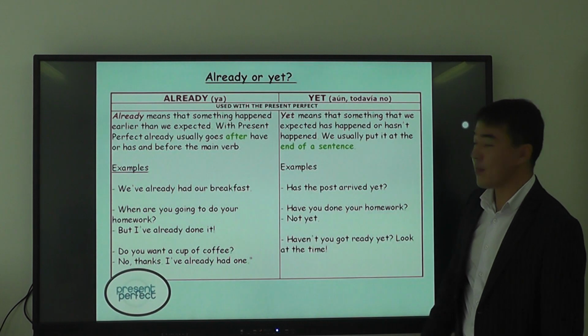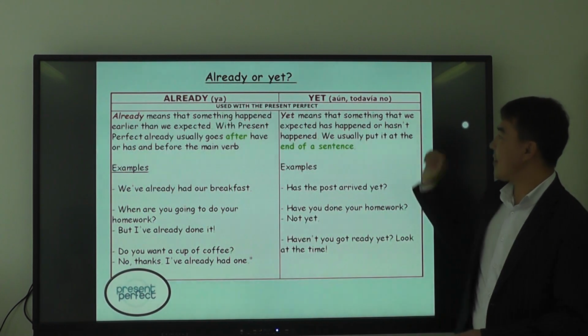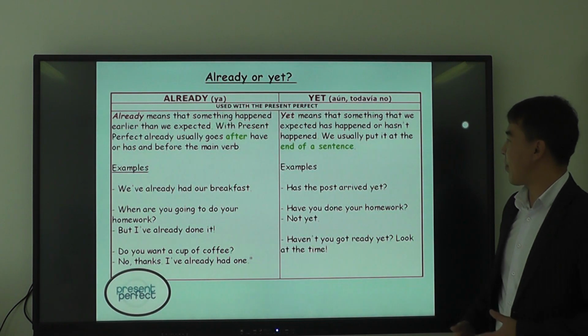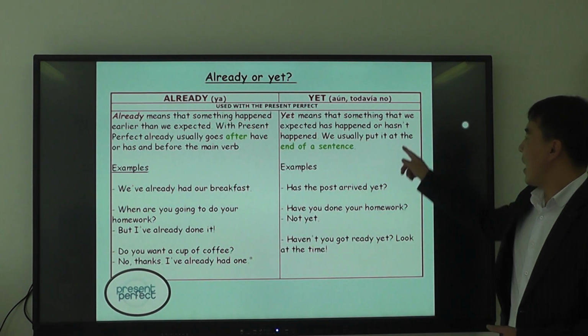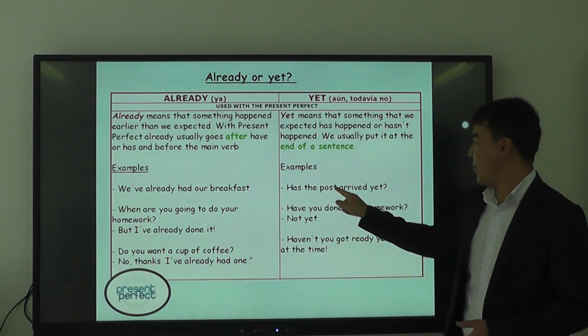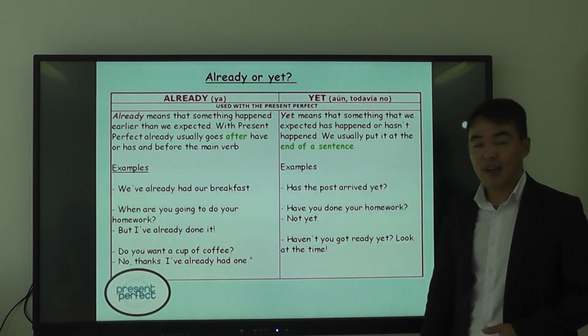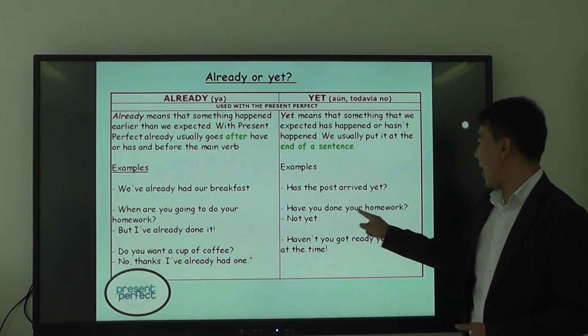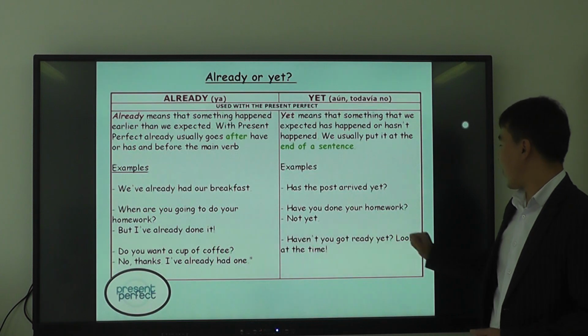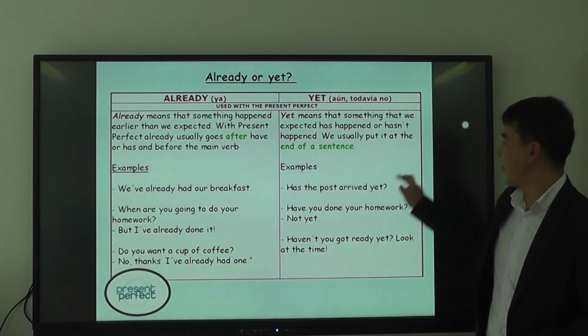Yet. Yet means that something we expect has happened or hasn't happened. We usually put it at the end of a sentence. For example, has the post arrived yet? Have you done your homework? Haven't you got ready yet? Look at it.